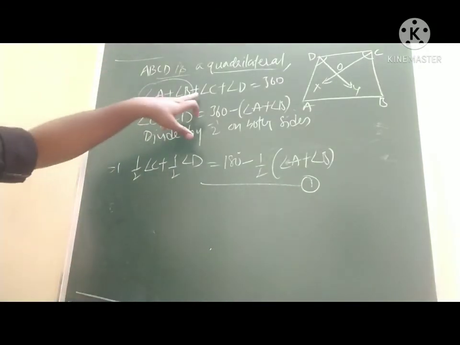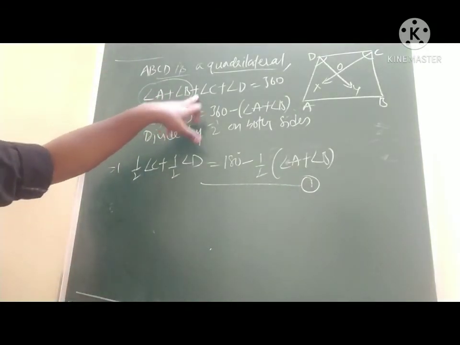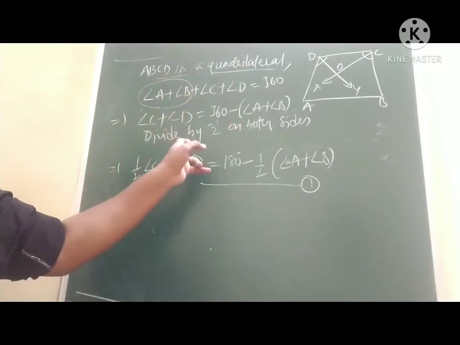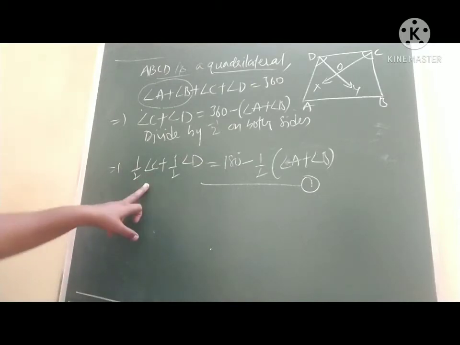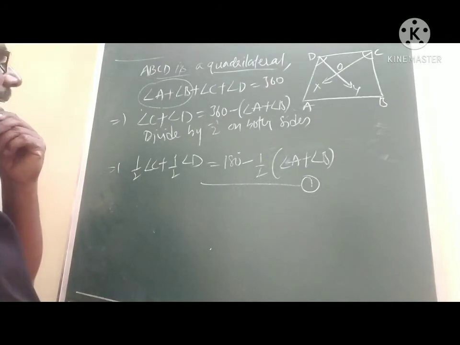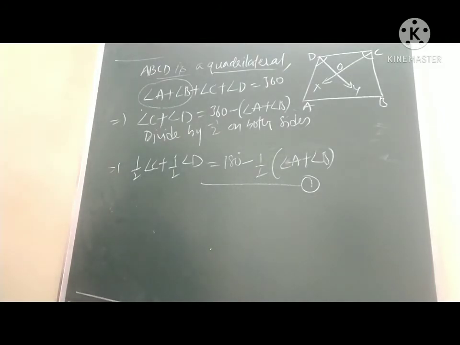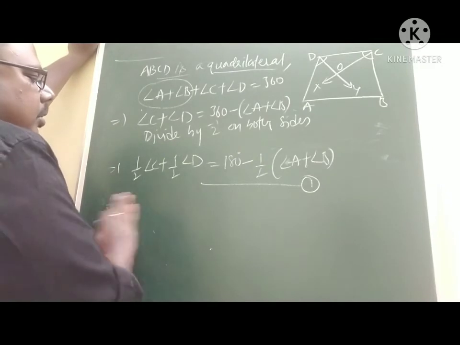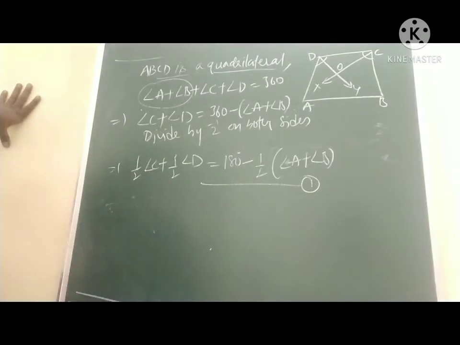So what I did, as per the angle sum property, I considered the sum of angles equal to 360. I found the angle C plus angle D value, then I divided by 2. So I got half of angle C plus half of angle D is equal to this one. Now if you observe clearly, let us write the same thing, half of angle C plus half of angle D only.